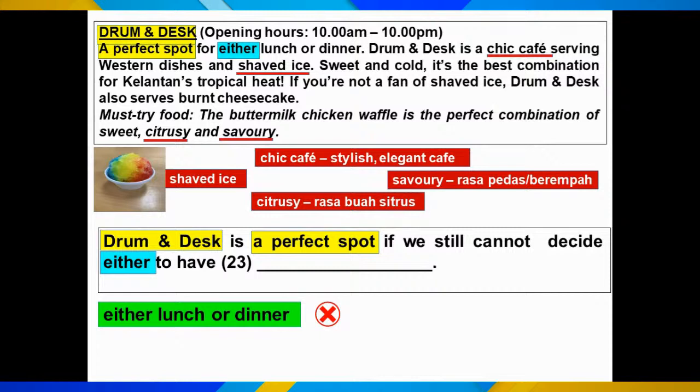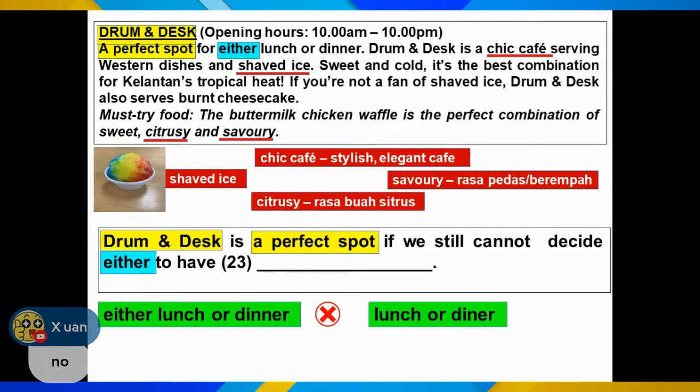How about this one? Lunch or diner? Can we accept this? Help me. What do you think? Can you accept it or not? No. So why? Again, spelling. Diner has a different meaning. Dinner is different. So it is wrong. So the answer will be right. Yes, correct.